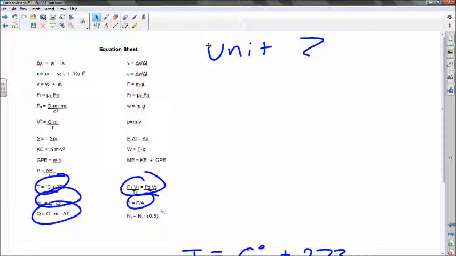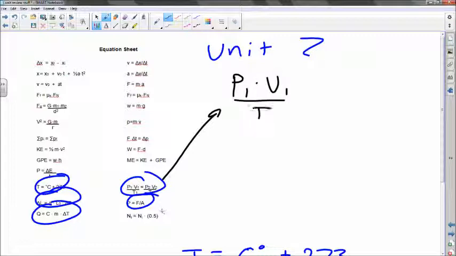The next equation, this one right here, we've got P1 times V1 over T1 equals P2 times V2 over T2. This is called the combined gas law. The point of this equation is to figure out how these different variables, pressure, volume, and temperature, are going to change in a given situation. In some cases, all three of these things will be changing, and you'll fill in numbers for each one of them. In some cases, something will stay the same.